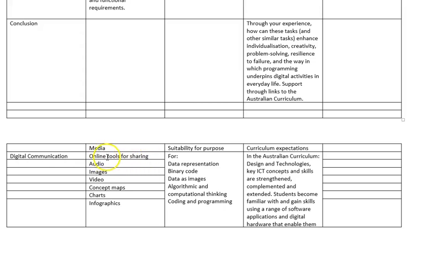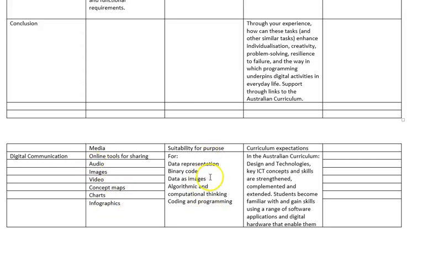And the media that we've recommended is from the following, not all of the following necessarily, but online tools for sharing audio, that's Weebly, audio, images, video, concept mapping charts, infographic charts, certainly comes back to your Excel spreadsheet. This one, definitely images, comes back to your image resizing. And we want you to link these to their suitability for your purpose.